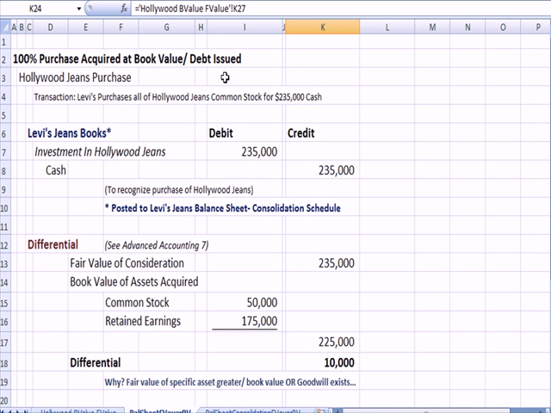Now I flip over to my actual transaction. 100% of Hollywood Jeans is going to be purchased by Levi's Jeans. You'll see the transaction comment here, for $235,000 in cash. So as we've seen before, a similar entry. We're going to debit investment in Hollywood Jeans, and we're going to credit cash to recognize the purchase of Hollywood Jeans by Levi's. And as I've marked with the asterisks here in blue, the investment in Hollywood Jeans is going to be posted to Levi's balance sheet, and we'll see that in the consolidation schedule in a minute.